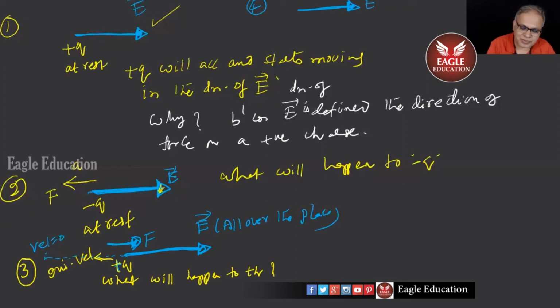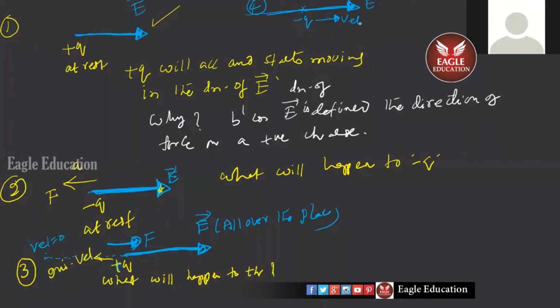Now I want to explain in terms of the definition of E. I've got a minus Q charge like this, which is given a velocity like this. So what will happen to this? E is there all over, you think. Here I left the charge with initial velocity like this. So what is going to happen to that?